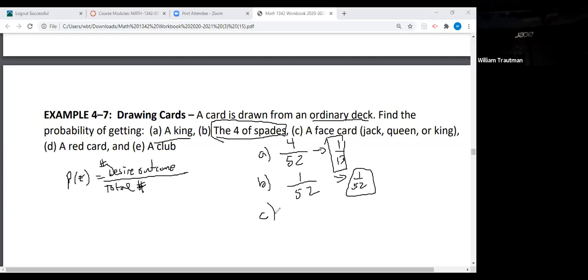C, once again, there are 52 cards altogether. A face card. We looked at it, and there's 4 jacks, 4 queens, 4 kings. So when we looked at the deck of cards, we knew there were 12 face cards. On my calculator, 12 divided by 52. I would really practice this now. Go to math, number 1, and it reduces to 3 over 13.